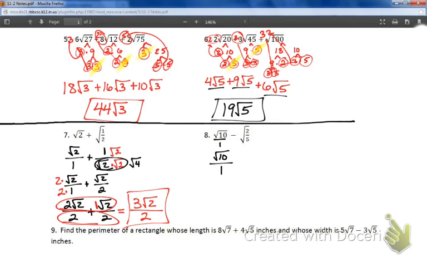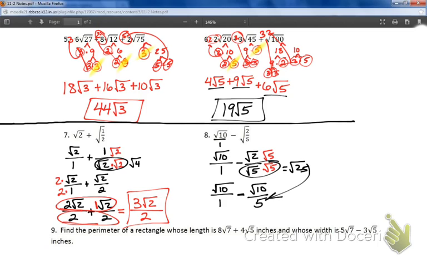Square root of 10 over 1 minus the square root of 2 over the square root of 5. To rationalize this second fraction, I'm going to multiply by the square root of 5 on the top and the bottom. Square root of 10 over 1 minus square root of 10 over 5. Again, because root 2 times root 5 is how I got the root 10. Root 5 times root 5, yes, is root 25, but that turns into the whole number 5.